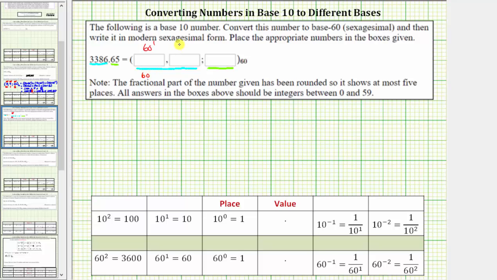This place value is 60 to the 0, or 1's place value, and this place value to the right of the decimal point is 60 raised to the power of -1, or the 1/60th's place value. We begin by determining the whole number in the 60's place value by dividing the whole number of 3,386 by 60.